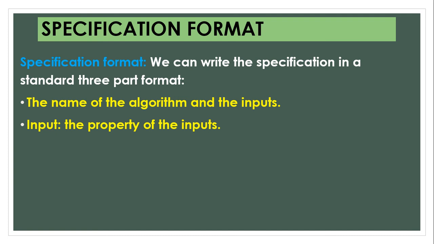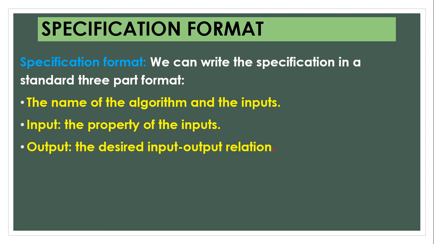Then in the second statement we have to give the property of the input. What are the properties of that input? Then in the third statement we have to give the property of the desired output and the input-output relation. What relation is there between the input we have given and the output we are going to get, that should be mentioned here.